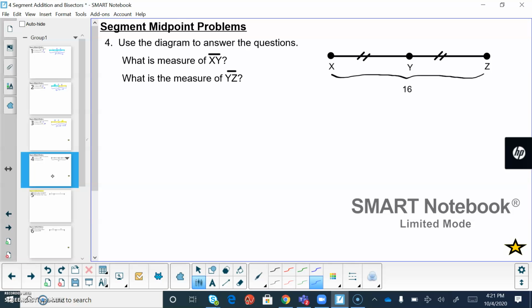Let's look at the last problem on this video that deals with segment midpoints. This is problem number 4. It says, use the diagram to answer the questions, and it wants to know what is the measure of XY and what is the measure of YZ. Now this one's a little bit different, but you'll notice it still has those tick marks on them. So I'm going to pause and give you a few minutes to see if you can figure out how this one might work.